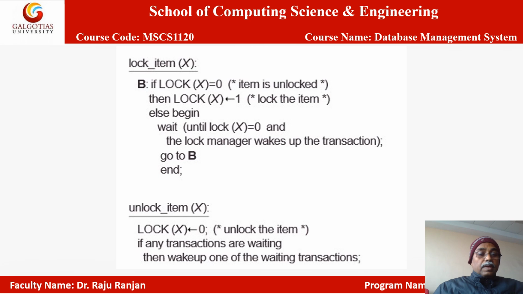For unlocking, unlock item X. Make lock X equal to 0. If the value becomes 0, it means it is unlocked. It means unlock the item. If any transactions are waiting, then wake up one of the waiting transactions. Wake up means telling it that now the transaction has been finished, now you can try your own transaction.